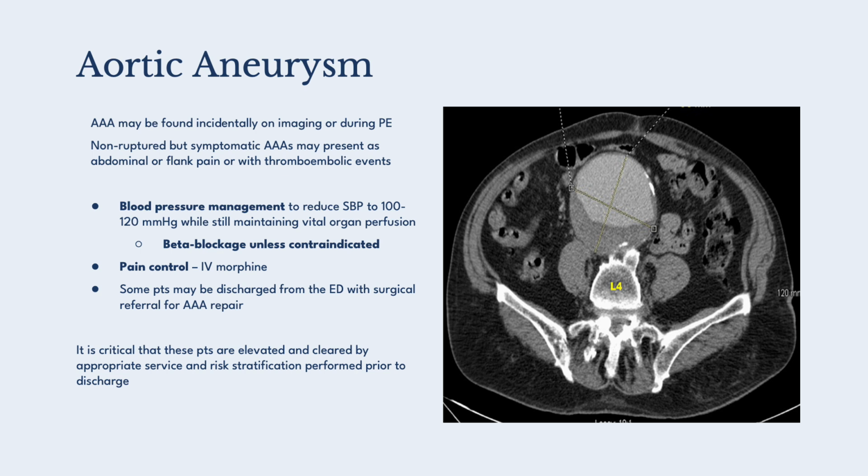Beta blockade is usually contraindicated in these patients. These patients should be on pain control, so IV morphine is going to be important. Some patients can be discharged from the emergency department with a surgical referral for a AAA repair. It's really critical that they're evaluated and cleared by the appropriate service, and that risk stratification has been performed prior to discharge, and documenting that is going to be critical as well.